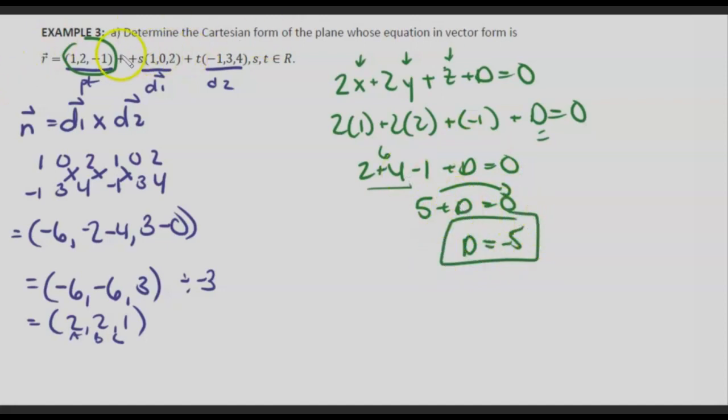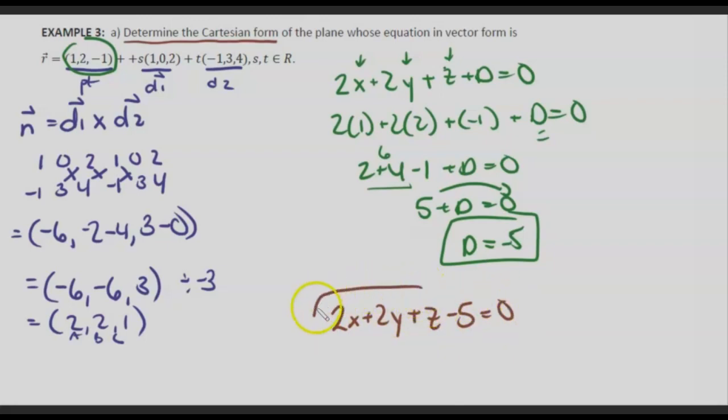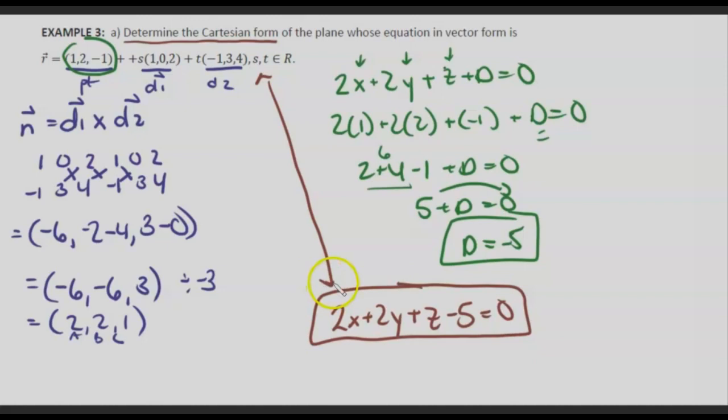So again, the original question is determine the Cartesian form of this equation. So we have to rewrite 2x plus 2y plus z minus 5 equals 0. These two are the same. Okay, this is just the Cartesian form, and then this is just the vector form.